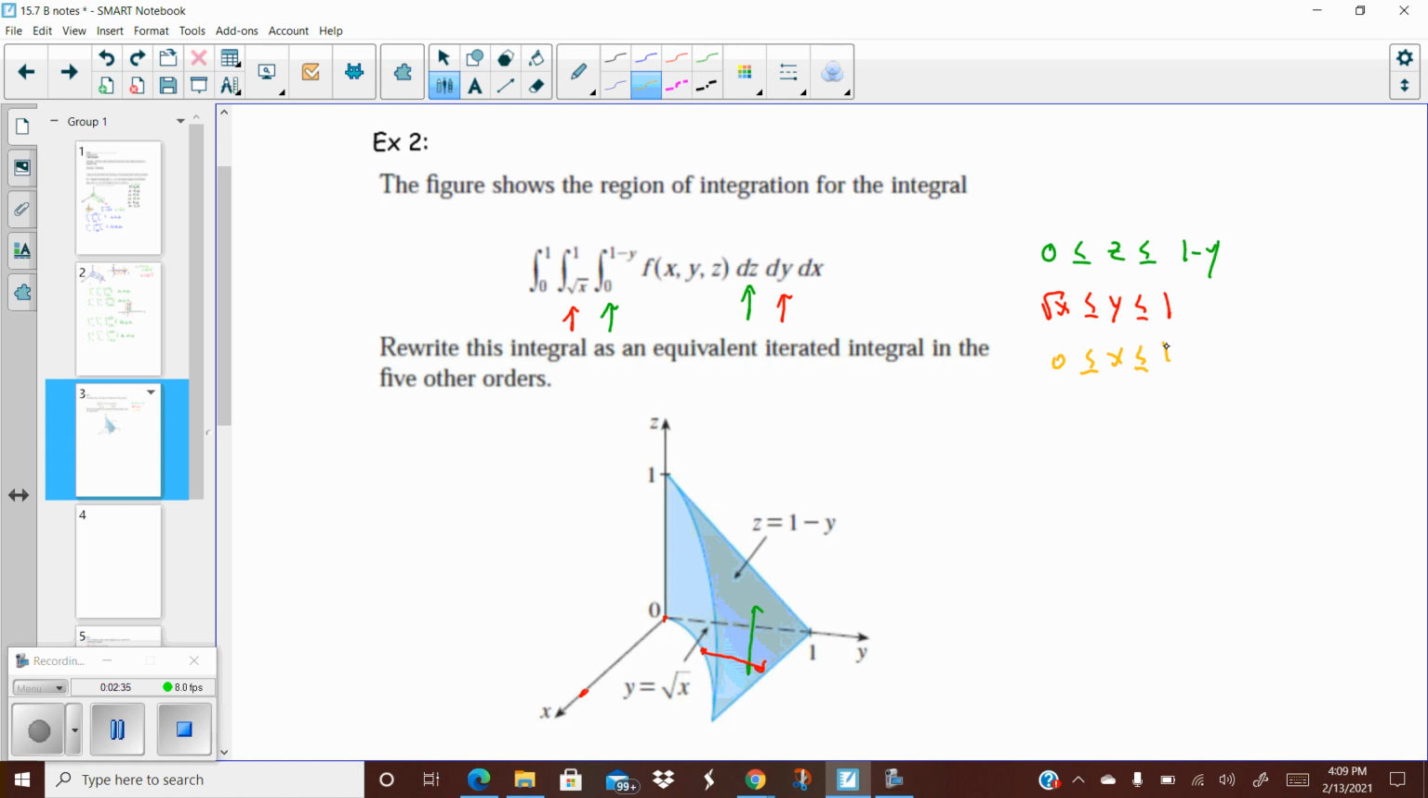The first thing I want to do, because we have to write the other five, is the one where z is still the innermost integral, because it seems like that's the easiest one, since it's the one they gave us. So I'm going to draw the xy projection. The xy projection is what it would be if you were standing someplace up here and looking straight down onto this thing. This is where it gets a little bit difficult.